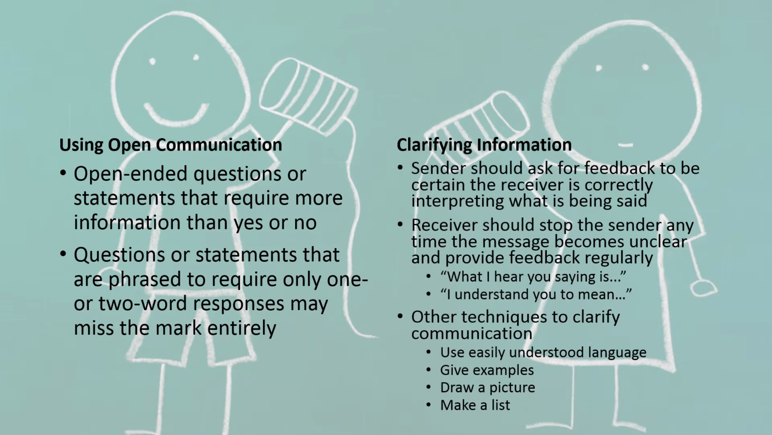Clarifying information. The sender should ask for feedback to be certain the receiver is correctly interpreting what is being said. The receiver should stop the sender anytime the message becomes unclear and provide feedback regularly. What I hear you saying is... I understand you mean... Some other techniques to clarify communication are such things as use easily understood language, give examples, draw a picture, or even make a list.